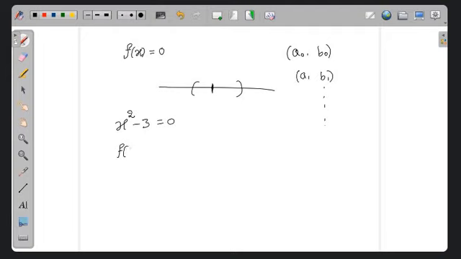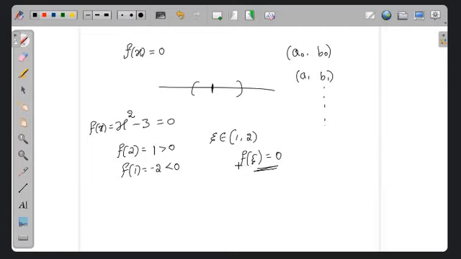So you may substitute f of 2, that gives you 1, which is positive, whereas if we substitute f of 1, it gives you minus 2, which is negative. So we are very sure that between 1 comma 2 we get a root. That is, if we assume this is f of x, there exists some xi such that f of xi equal to 0. Initially you can take the interval 1 comma 2, or a comma b.